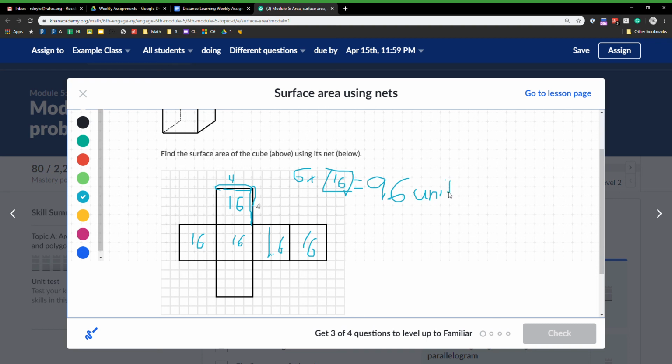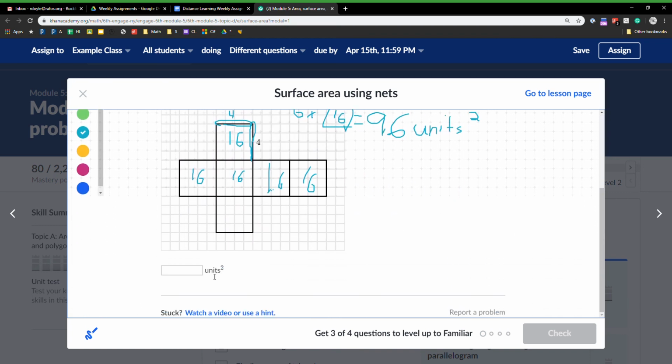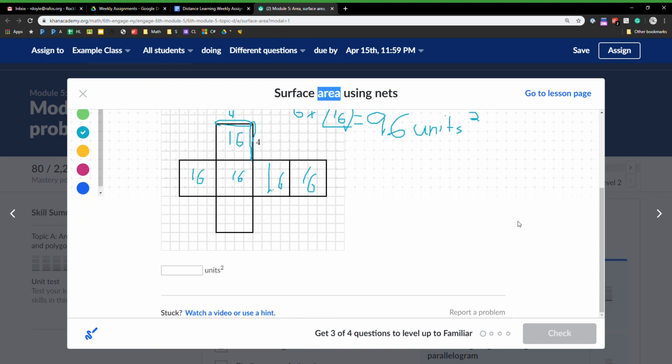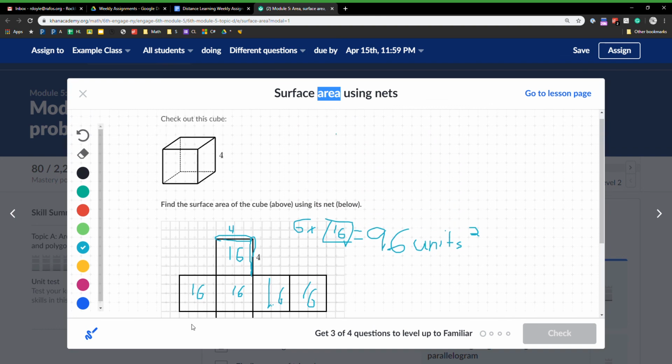And the tricky part is it's 96 units squared, not cubed. Even though this is a 3-dimensional shape, we're not finding its volume. We're finding the flat area that covers the outside. And so area is still squared. It's a flat surface, so these would be squared. And that's how you can use a net.